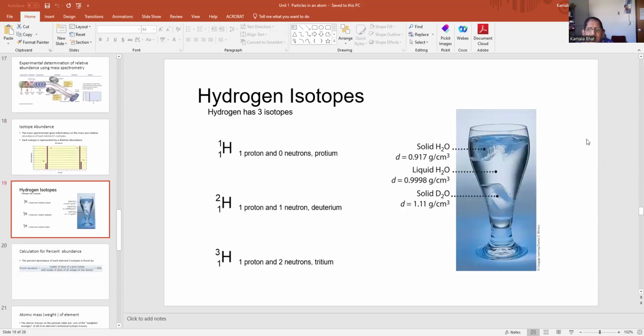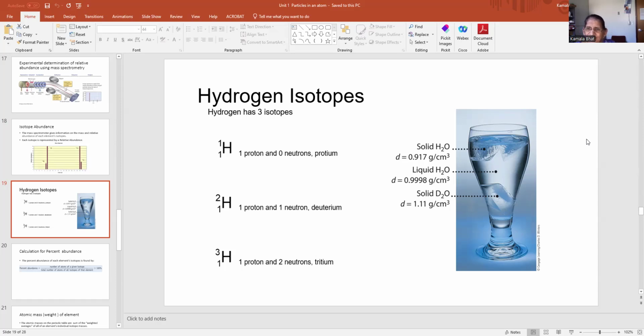The analysis of hydrogen shows that there are 3 isotopes. The first is like the actual hydrogen atom, which consists of 1 electron, 1 proton, but no neutrons. The second one is called deuterium, and it has 1 proton, 1 electron, and 1 neutron. And the tritium, which is found on the surface of the sun, has 1 proton and 2 neutrons.